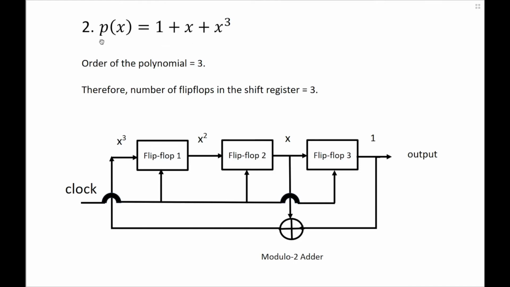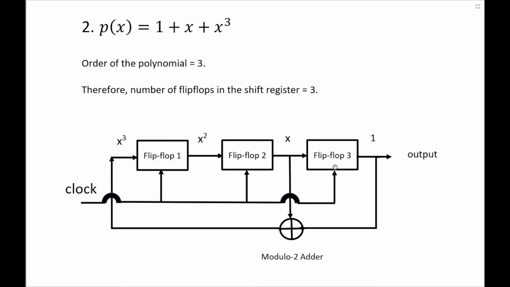The polynomial given is p of x equals 1 plus x cube. The order of the polynomial is 3 because that is the highest degree of x. Therefore, the number of flip-flops in the shift register is also equal to 3. I start writing the diagram by first writing the 3 flip-flops. I will name them 1, 2 and 3.